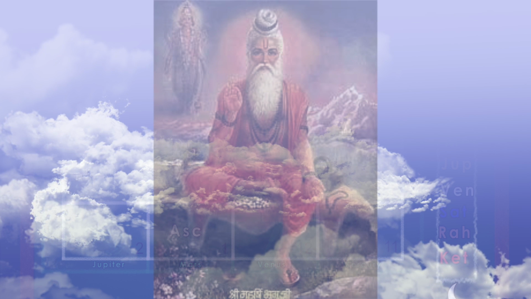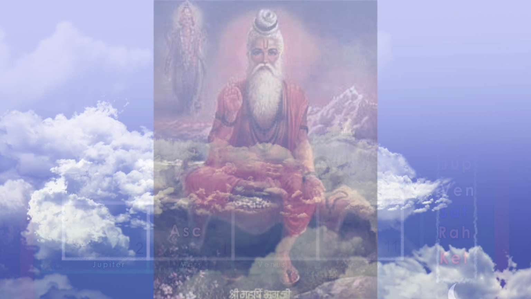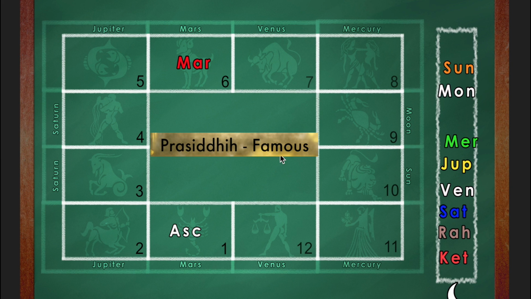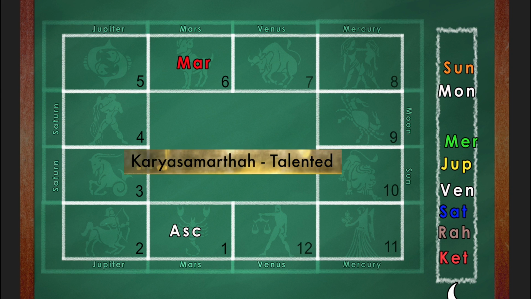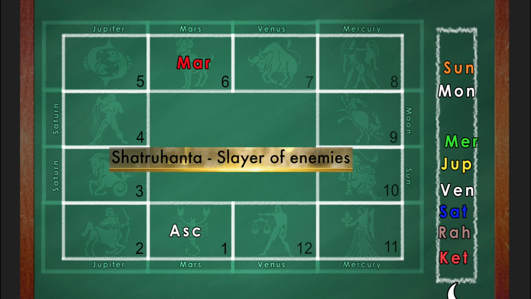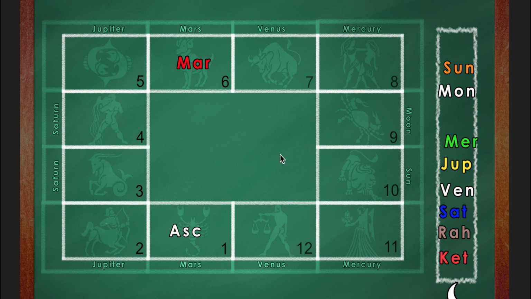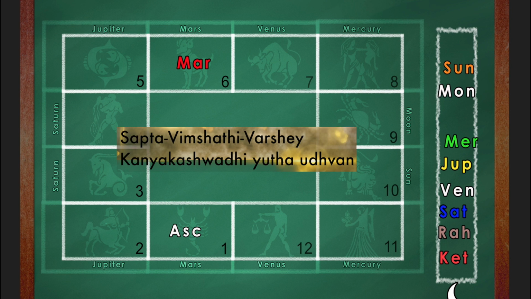Sage Bhrigu starts off on a good note by saying Mars in the 6th house makes a person prasiddhi. The native will be famous. Karya samartha, will be successful in his undertakings. Shatruhanta, defeat his enemies, the slayer of enemies. Putravan, will be blessed with children. Sapta vimshati varshe, Kanya kashvadi yutha udvan. Sapta is 7 and Vimsha is 20. So that is 27th year.